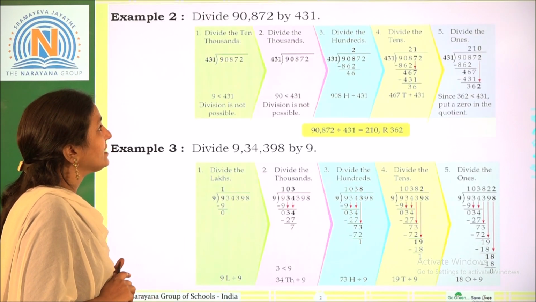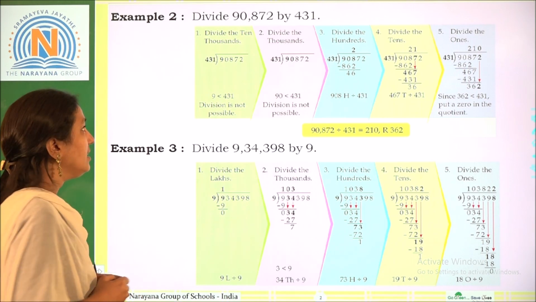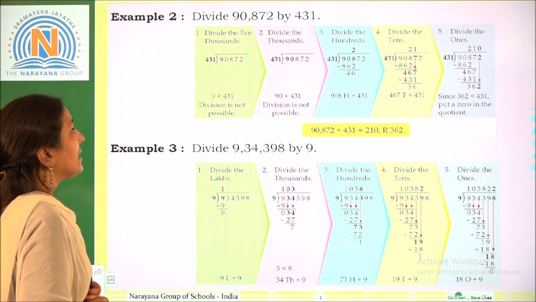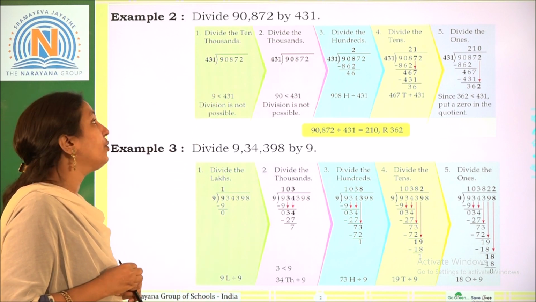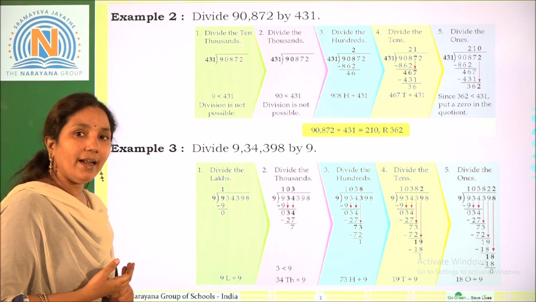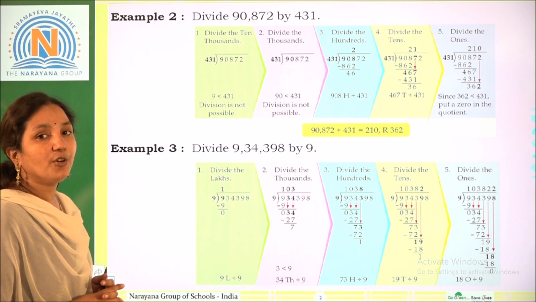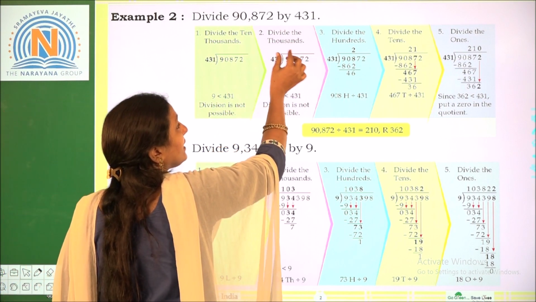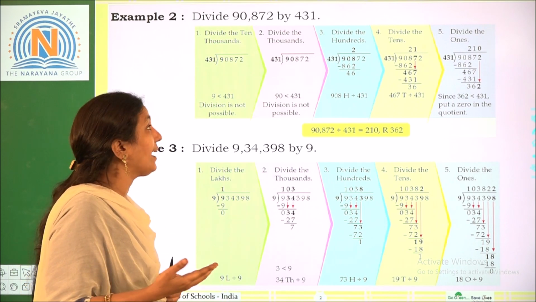Divide 90,872 by 431. Here a 3-digit number is given as the divisor. If you take only 1 digit from 90,872, 9 is smaller than 431. So you go to the thousands place: 90 is also smaller than 431. So you go to the hundreds place: 908. We can divide 908 by 431 because 908 is more than 431.